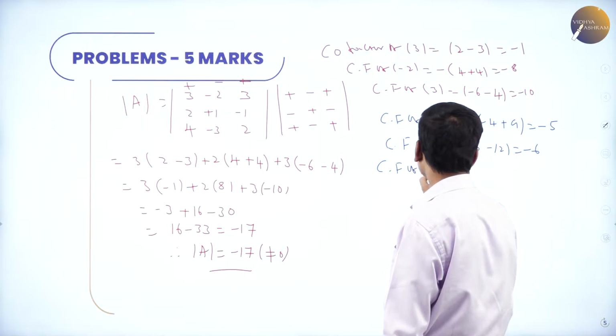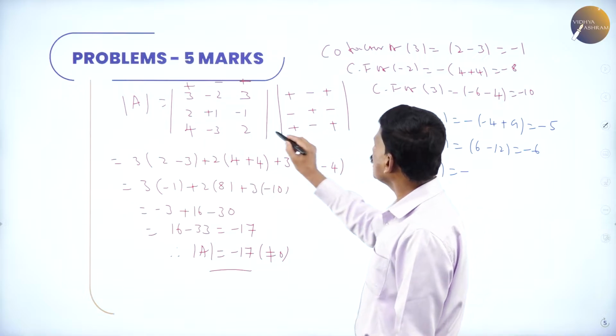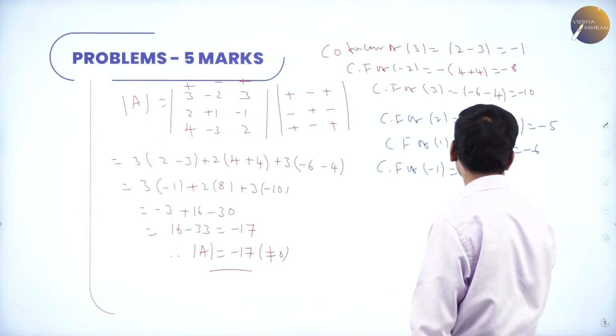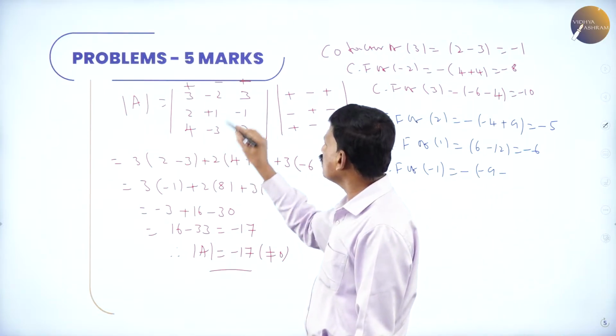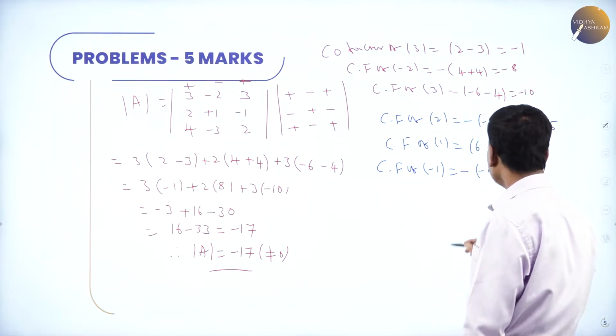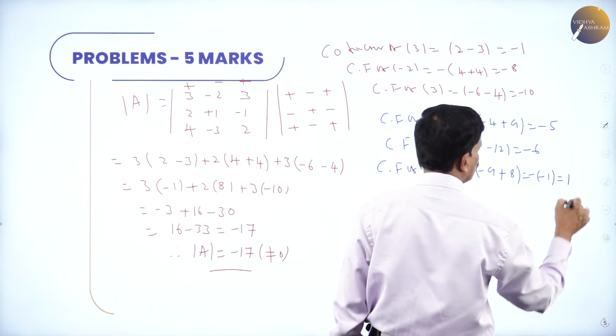Similarly, cofactor of next element is minus 1. The sign is minus, negative. This row and column is deleted. 3 3s are 9, minus 9 minus, minus into minus plus 4 2s are 8. So this is minus of minus 9 plus 8 is minus 1. Minus into minus plus 1 it is.